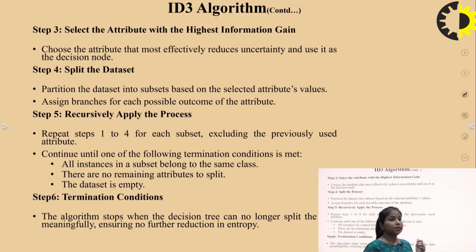The fifth step is to recursively apply the process. This step repeats steps 1 to 4 for each subset, excluding the previously used attribute, and continues until one of the following termination conditions is met: all instances in the subset belong to the same class, there are no remaining attributes to split on, or the data set is empty. The last step is the termination condition. The algorithm stops when the decision tree can no longer split the data meaningfully, ensuring no further reduction in entropy.